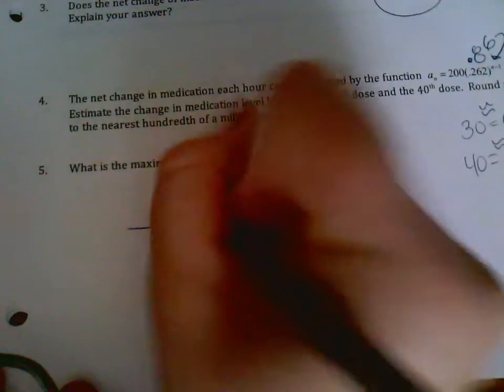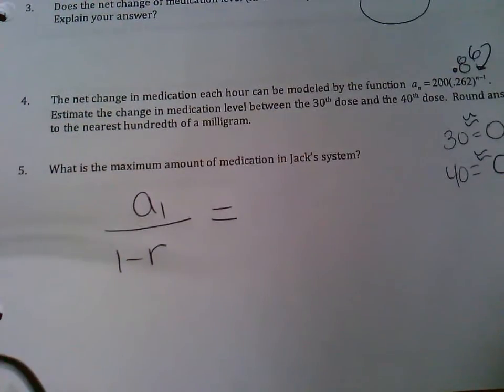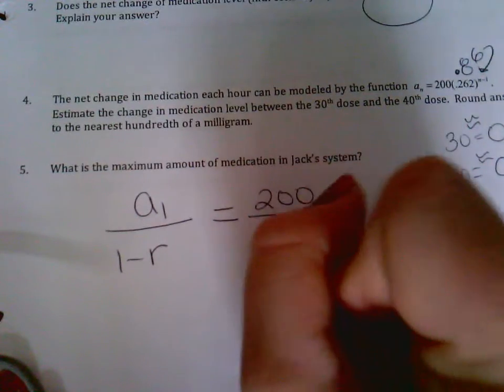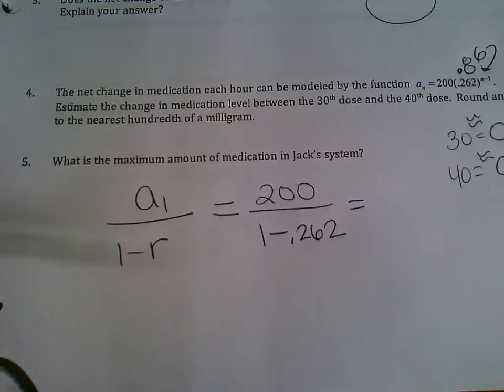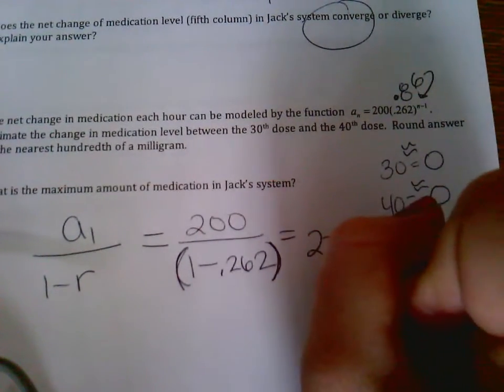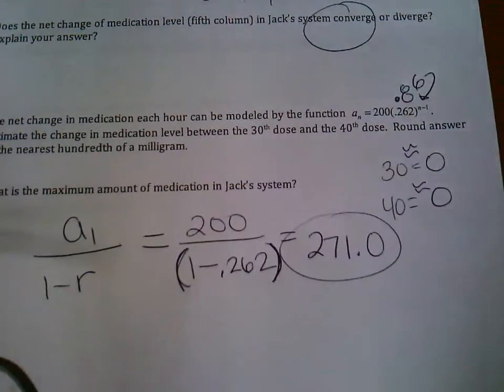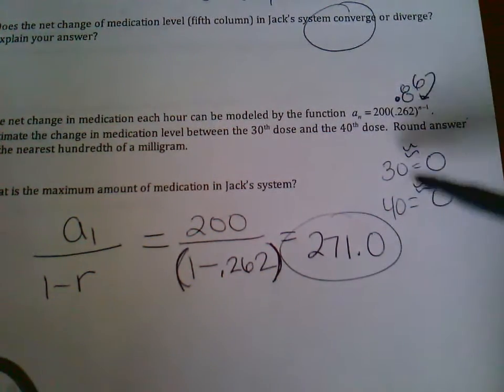So it's the first term divided by 1 minus the ratio will give you the infinite amount in the bloodstream. So we're putting in 200, and then the ratio is that 0.262 number. So it's going to max out at pretty much where we already are. Make sure you put the denominator in parentheses, but 271 is about where it maxes out. So we're almost there by row 5, right? We're at 270.7. So no wonder by row 30 and 40, it's going to just be 271, 271, 271.